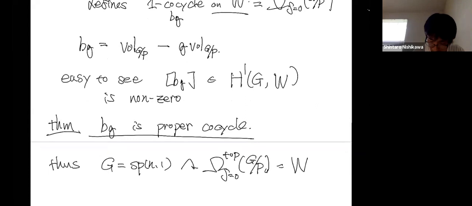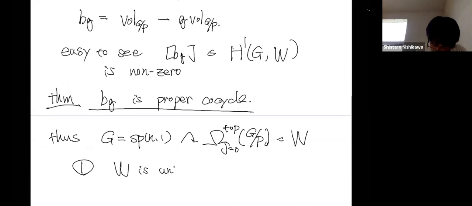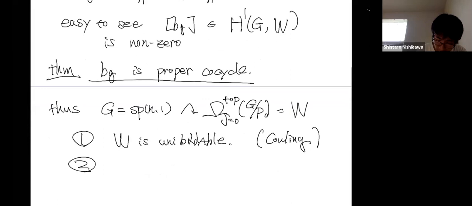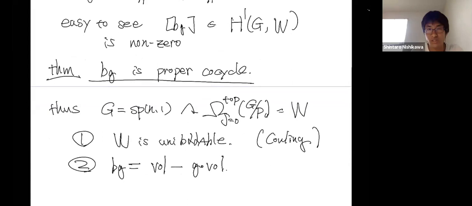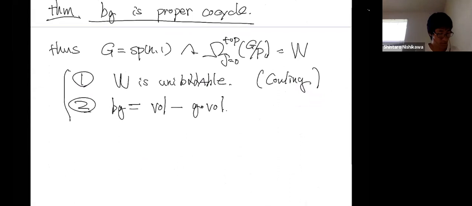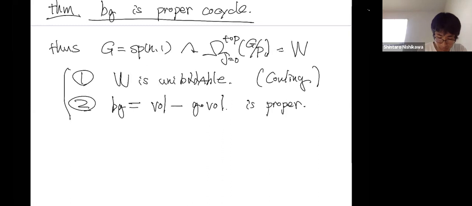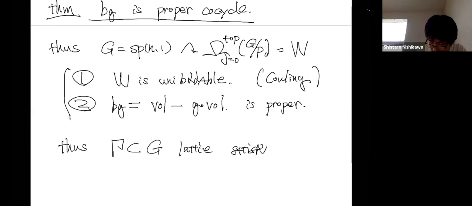One, W is uniformly boundable, using Collins's result. And then secondly, you consider the cocycle, which is just this: the volume form subtract by g multiplied by the volume form. And that's going to sit inside W. So this is a boundary inside, of course, omega top, but it's not a boundary in W. And this is proper. And so G admits a proper affine action on a Hilbert space whose linear part is uniformly bounded. And it follows that, thus, for example, gamma inside G, a lattice, satisfies Shalom's conjecture.